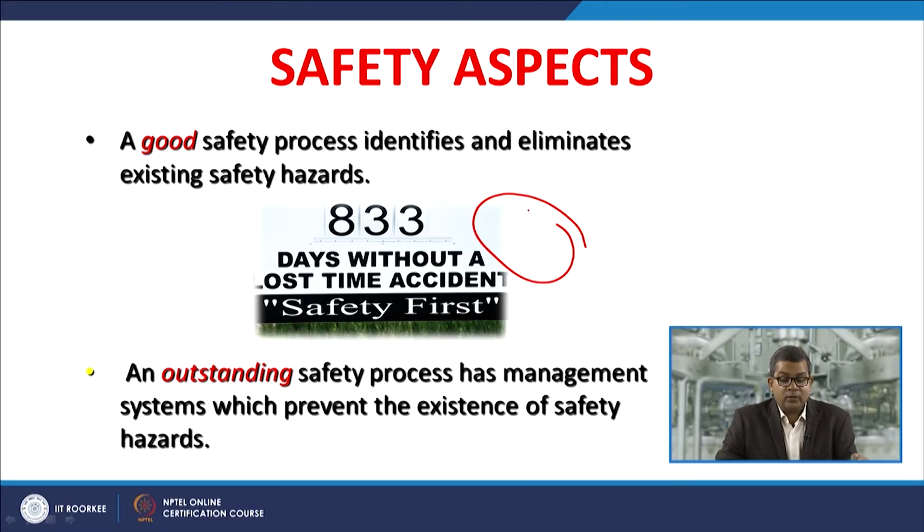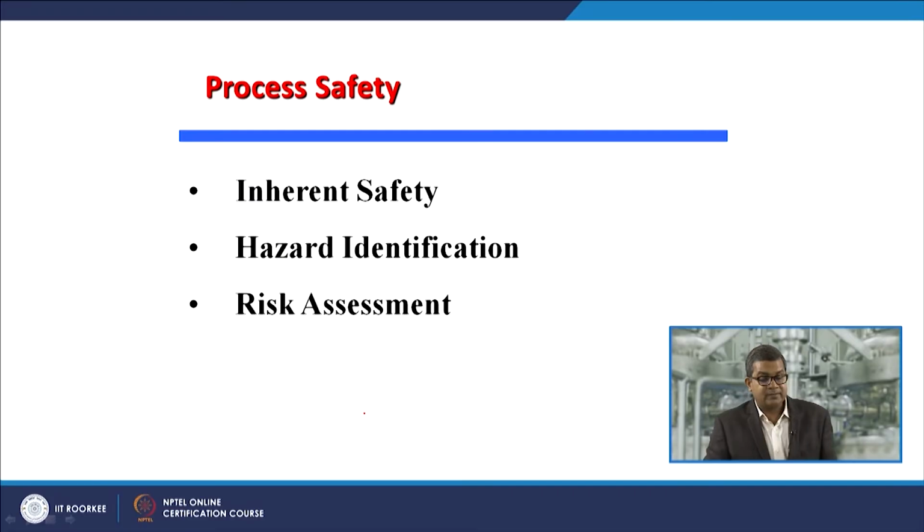Now, first, the good safety process. This is the most practical one, and the outstanding one is the hypothetical scenario, because you cannot eliminate all kinds of hazards at your workplace. So you need to go ahead with identification and elimination of existing safety hazards. As far as process safety is concerned, there are three integral parts: inherent safety, hazard identification, and risk assessment.